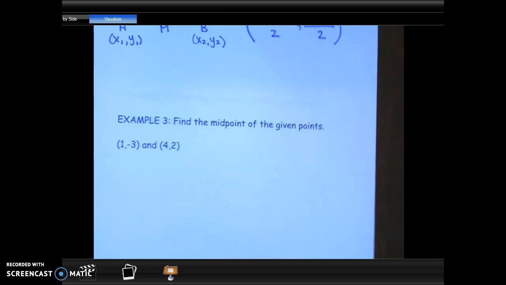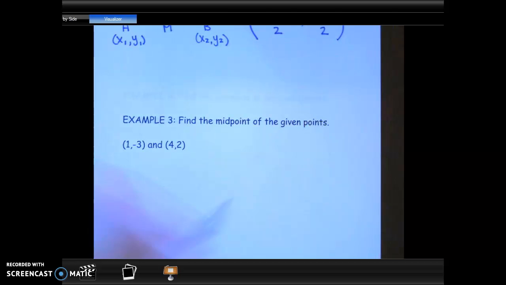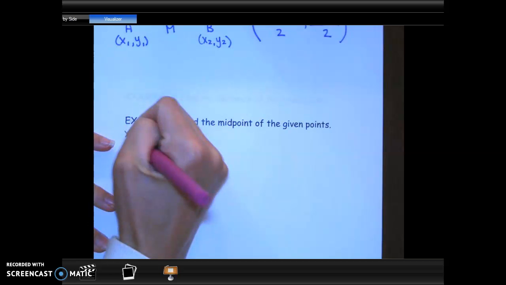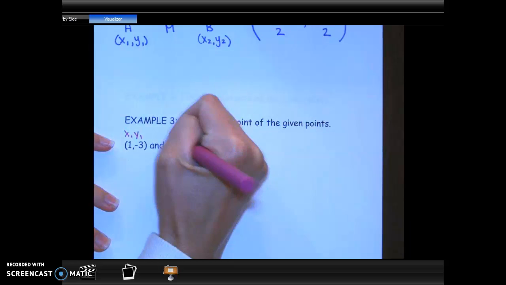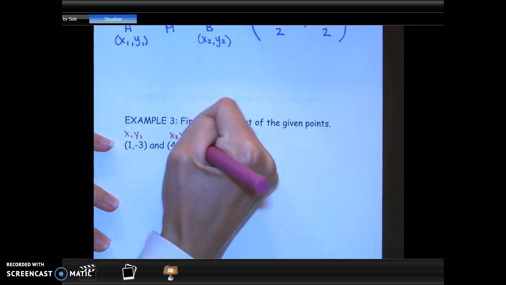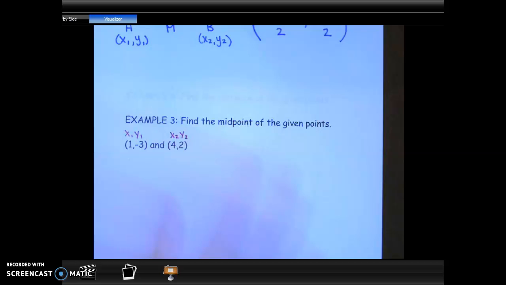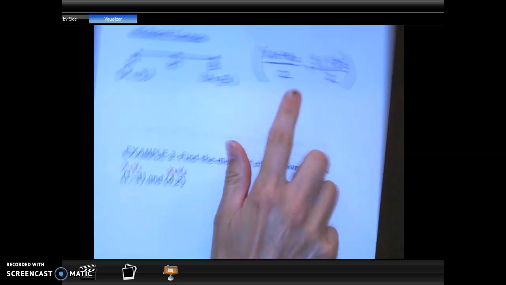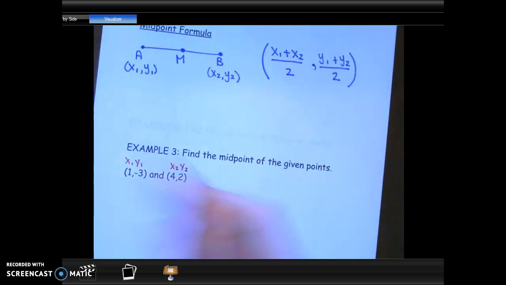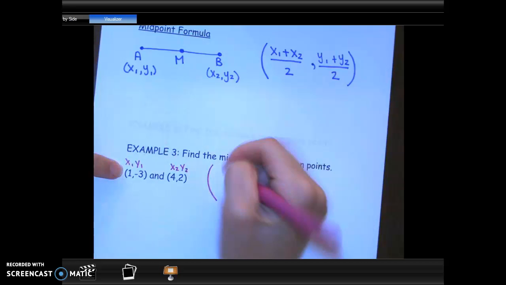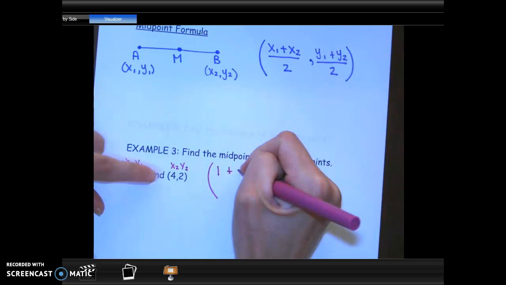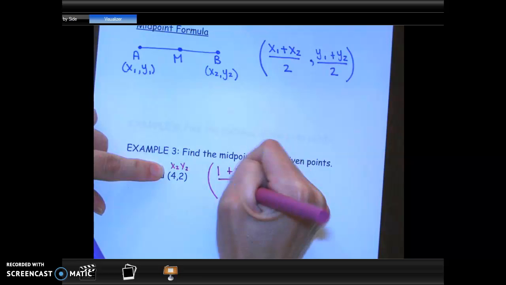All right, find the midpoint with the given points. So what I like to do first is I like to label what I have. So I'm going to say, okay, well here's my x1, y1, and my x2, y2. Using our formula that we have up here, let's go ahead and plug our information in. So we have 1 plus 4 divided by 2.